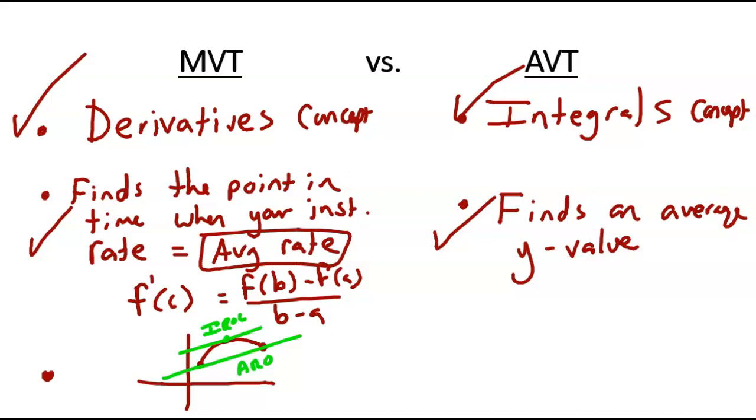When it comes to the average value function, we had the geometry for that today. The average value function is something that helps you find that point in time, or that y value, I should say, where the area above equals the area below.